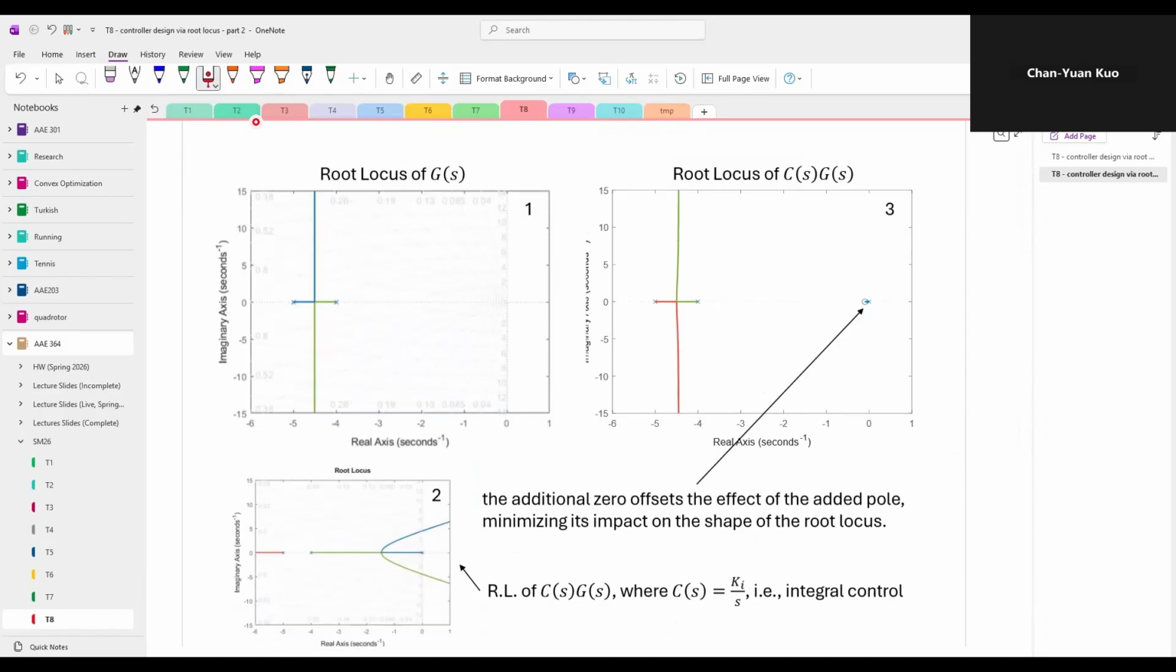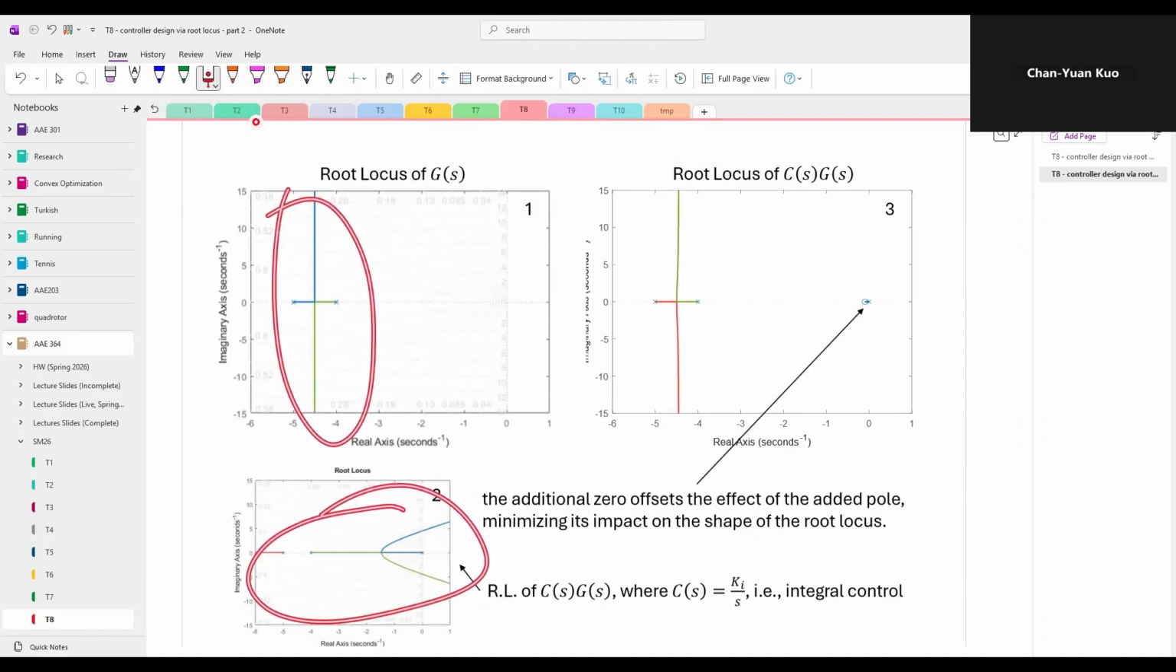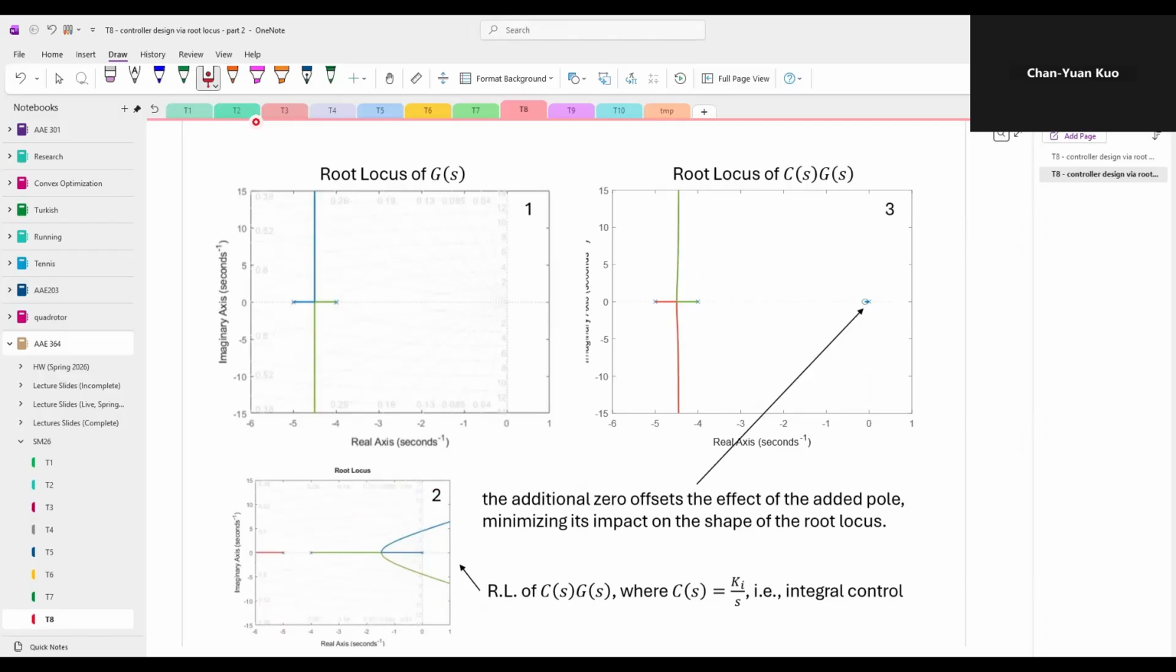However, as you can see in this graph, this added pole also changes the shape of the root locus, which may significantly affect the transient response. Therefore, to preserve the original transient response, we place a zero close to the added pole so that its effect on the root locus is largely canceled. As a result, the root locus of the PI compensated system becomes much closer to that of the original system, as you can see in these two graphs.